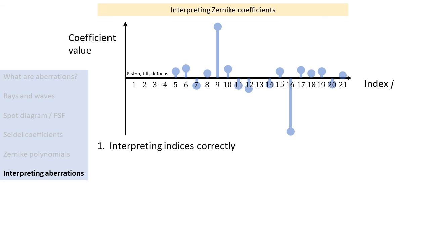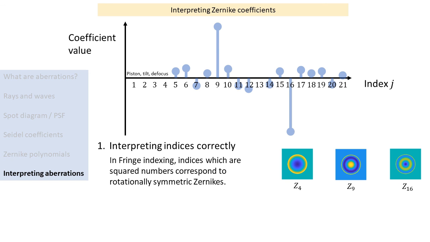First, we need to interpret the indices correctly. As we saw a moment ago, there are many different conventions to turn the two indices of Zernike polynomials into a single one. So we first have to know which convention is being used here. Let's say the so-called fringe indexing was used. In this indexing, the indices which are squared numbers correspond to the rotationally symmetric Zernikes. Since we see the coefficient spike at indices 9 and 16, which are squares, it seems that in this imaging system, the aberrations are rotationally symmetric.